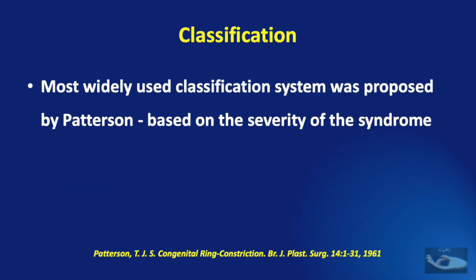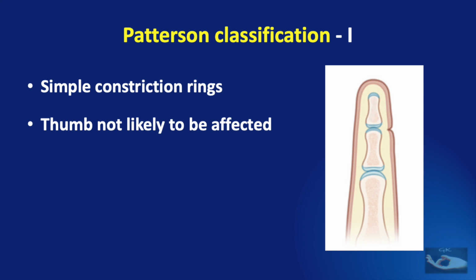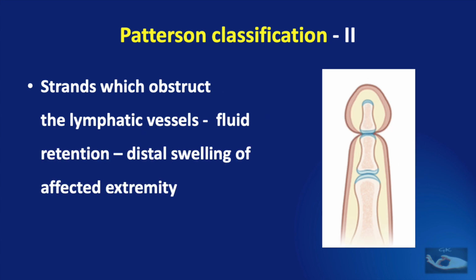The most widely used classification system was proposed by Patterson in 1961, and this was based on the severity of the syndrome. And there are four basic types. Patterson type 1 consists of simple constriction rings. The thumb is not likely to be affected by this type because the thumb is usually kept adducted within the palm in the fetus. In the second type of the Patterson classification, strands which obstruct the lymphatic vessels leading to fluid retention with distal swelling of the affected extremity is seen.